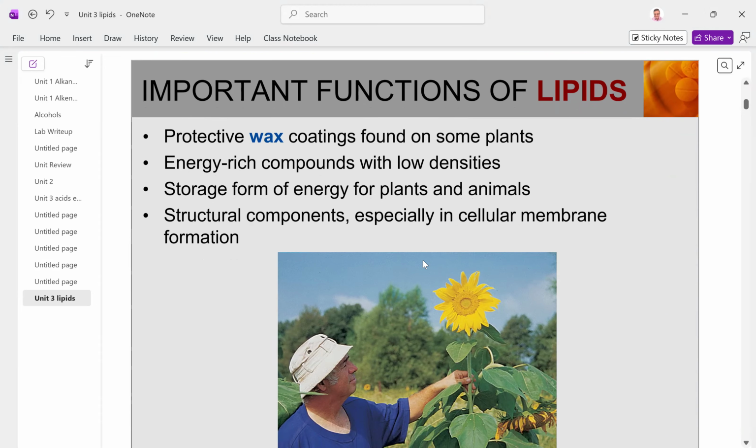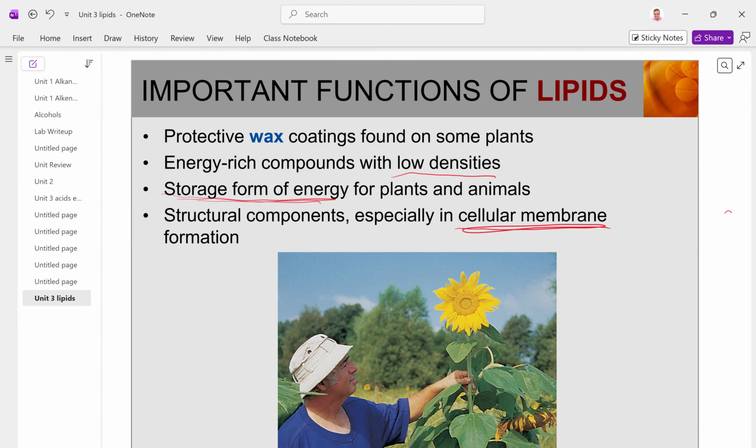Now, lipids are typically very waxy, unless you get down to some unique structural considerations, which are very, very small lipids, which tend to be not waxy at all. They tend to be soluble in water. Typically, they are low density. That means they float. Wax floats. It's a very important form of storage of energy. In other words, we burn it for energy. And it's particularly important in cellular membranes.